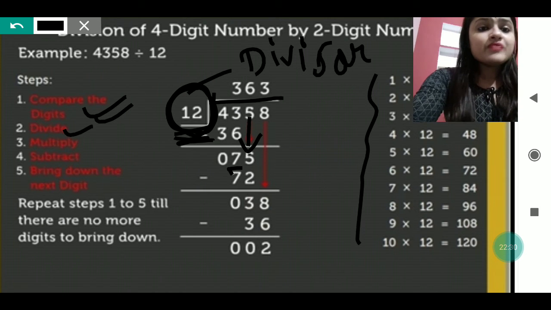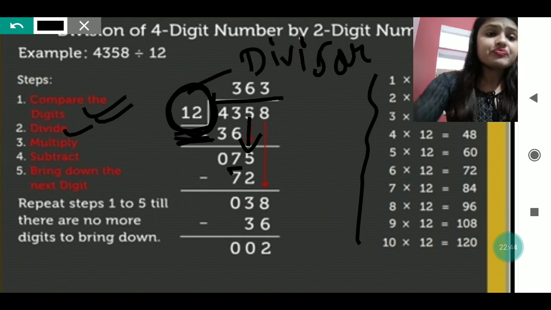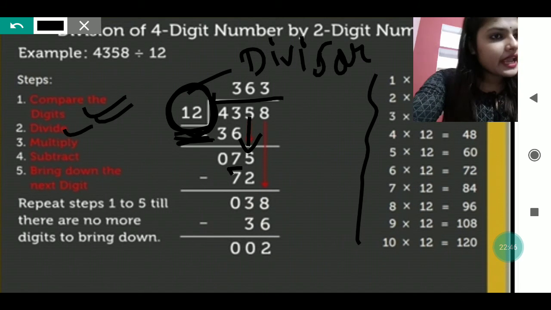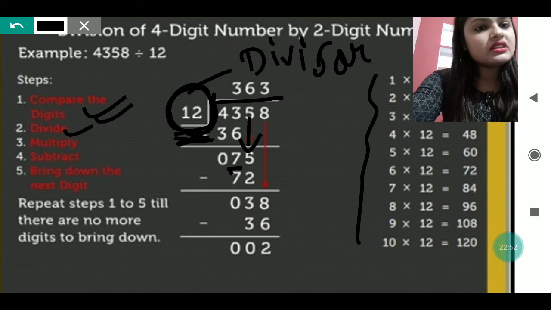You can see in the table of 12, in 6 times we are getting 72, and in 7 times we are getting 84. So 84 is more than 75. We cannot take 84, but we can do with the lesser number, that is 72. So how many times do you get 72? In 6 times. So you will write 6 upside and 72 downside.